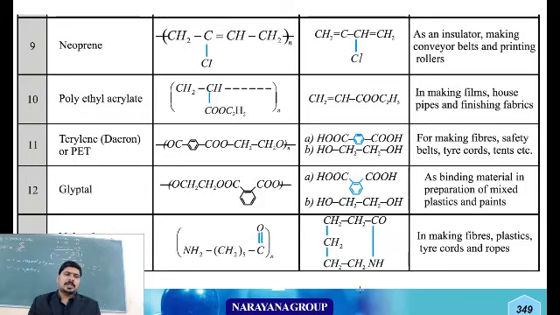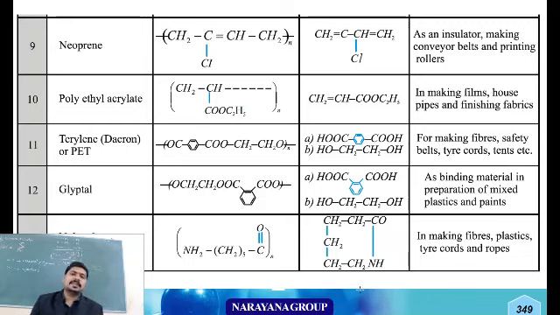And the next one we are going to have is terylene. It is also called dacron or it is also called PET. What do you mean by PET? Polyethylene terephthalate. So we have polyethylene terephthalate, the terylene or dacron. PET bottles we have, no, those bottles are nothing but this one only.